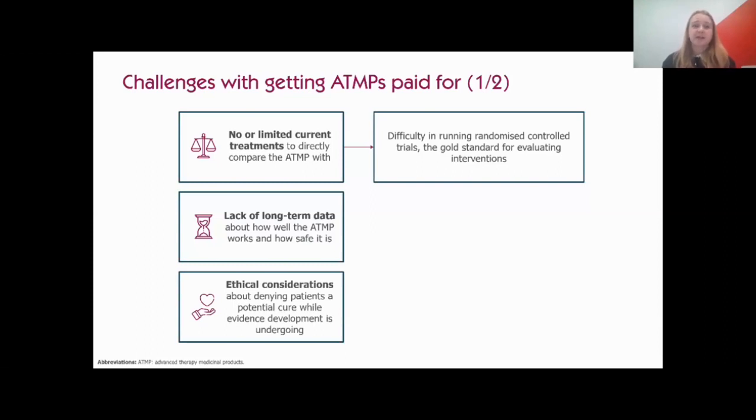So as we mentioned, it can be difficult to run these really robust, really valid randomized controlled trials for rare diseases and advanced therapies. And given that it's a one-time administration, the expectation is that there is a long-term effect and no long-term safety concerns, or that's the goal. But obviously, it's impossible to truly know that without running really long-term trials. So there are ethical considerations about should we be providing these advanced therapies that are potential cures, even though there is uncertainty about the duration of effect and the safety.